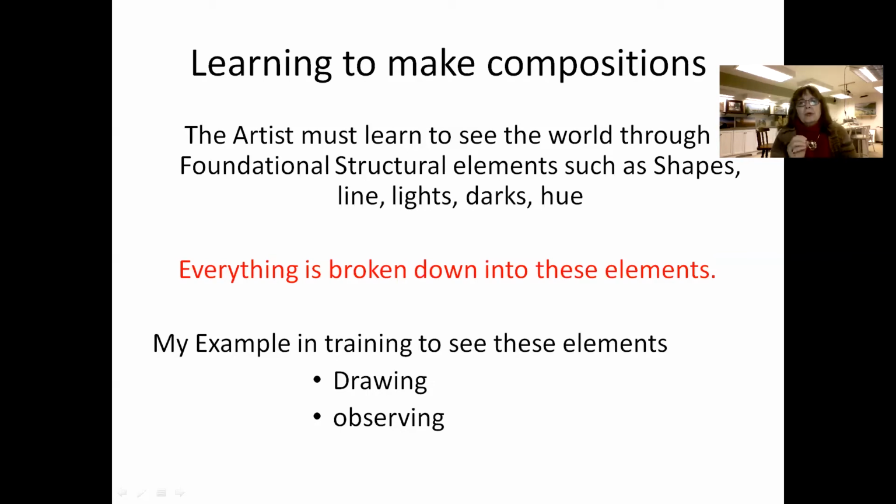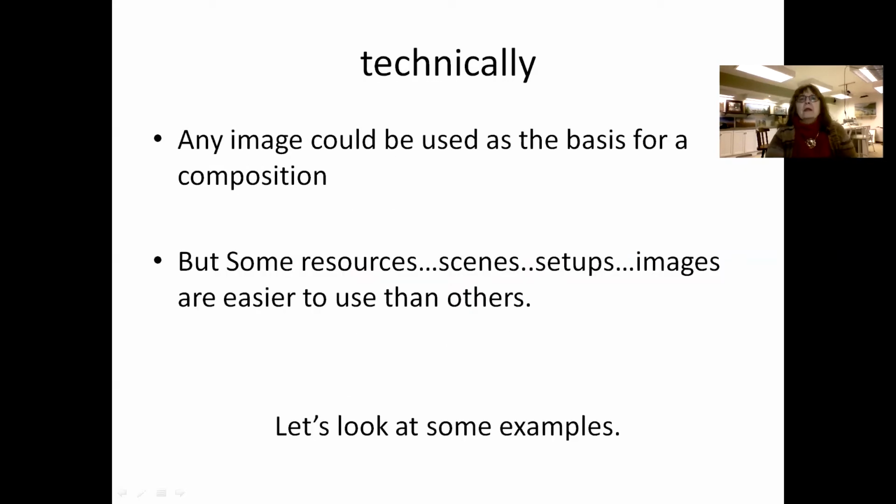And so when you paint, or when you select an image to paint, you need to examine it in terms of its shape. Now let's talk some more about the shapes in it. Technically, though, as I said, you could use anything as a basis for a composition, but some resources, some scenes, some setups, some images are easier to use than others. Now let's look at some examples.